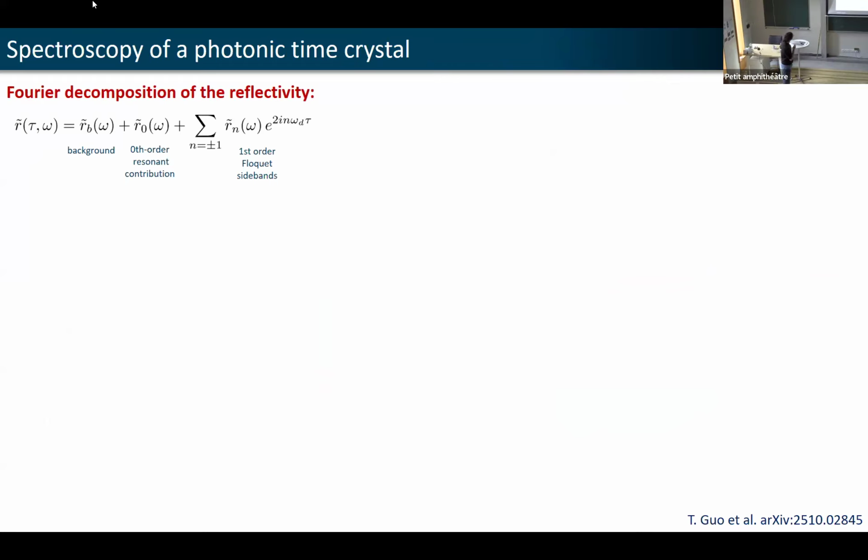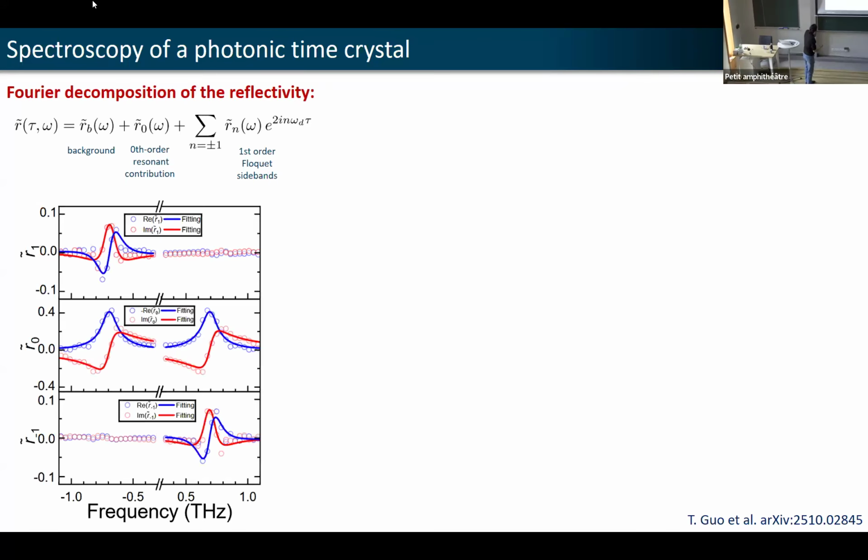So this is what I call spectroscopy of photonic time crystal. Here, this is a reflection coefficient that we measure experimentally. There is a plasmonic background. Because the system is modulated, we decompose it in Fourier harmonics. So we have the zero order Fourier harmonic, in other words the average reflectivity, and the first order Floquet band, the one that leads to the modulation. The zero order resonant contribution is basically due to the cavity resonance that is there. So we see basically a resonance. I show here the real and imaginary part of the resonance.